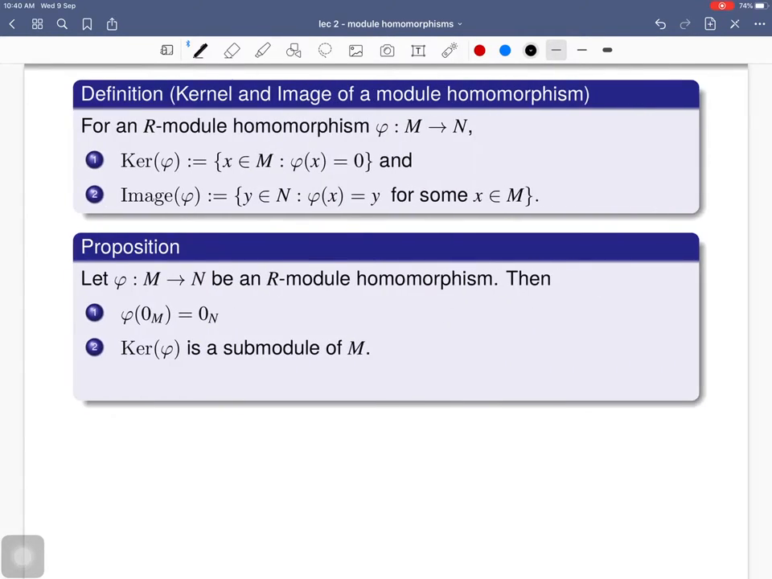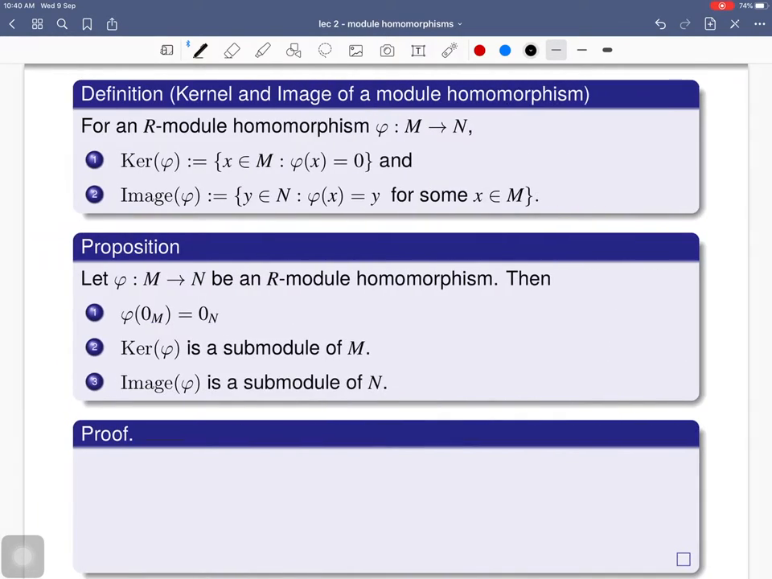Now next thing is that kernel of phi, this is a submodule of M. And how to prove this? So from the first statement we see that 0 element, it is already there in kernel of phi, right? So this is a non-empty subset of M. And next thing, we want to use that submodule criteria. So we want to prove that this subset, it is closed under addition and scalar multiplication. Okay. So we will prove here.